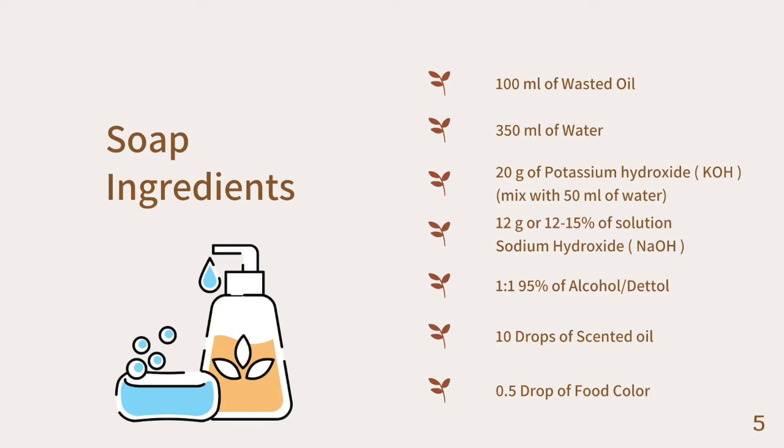The main ingredients are waste oil and water. And then for the saponification process, we use potassium hydroxide or sodium hydroxide, depending on the method. And then we add alcohol or Dettol to add the germ killing property to the soap. And then we add a drop of scent oil to improve the smell, and food color to improve the appearance of the soap.